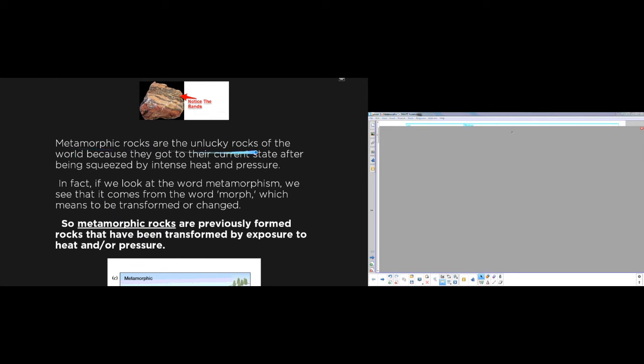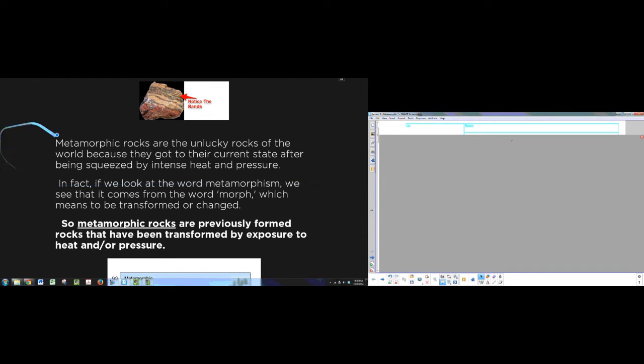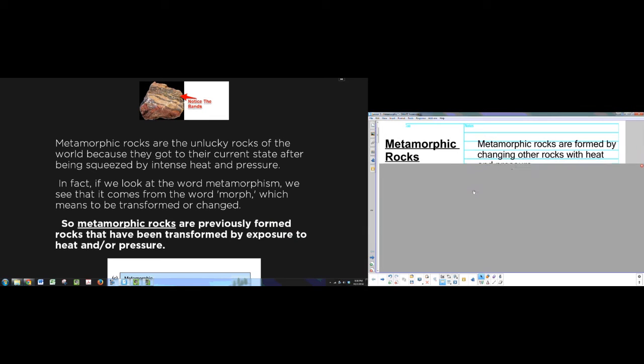Metamorphic rocks are the unlucky rocks of the world because they got to their current state after being squeezed by intense heat and pressure. Now instead of having to write all of that down in your notes, usually all you need is something shorter: formed by changing other rocks with heat and pressure.